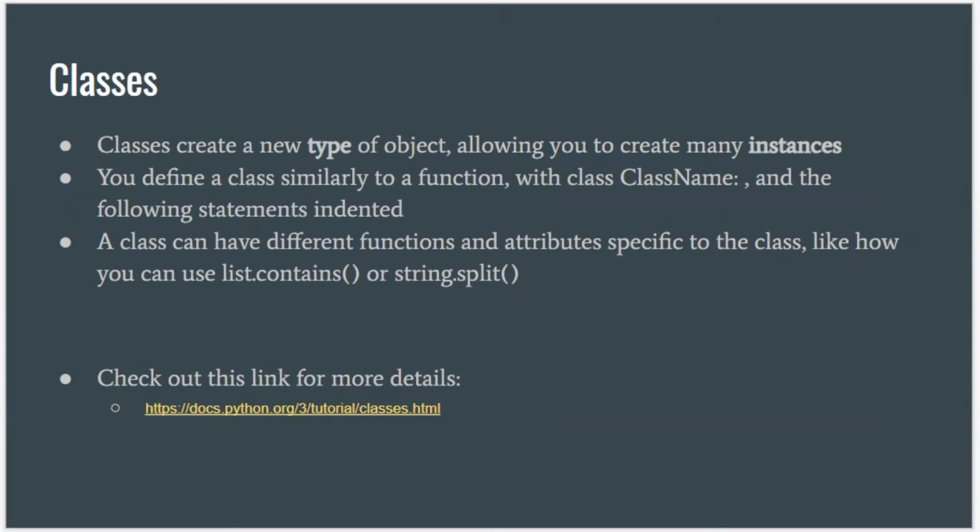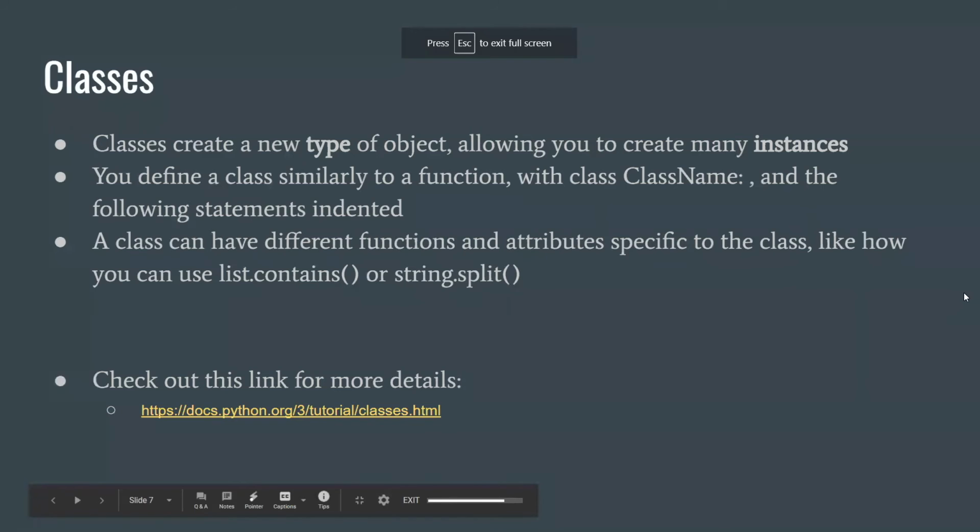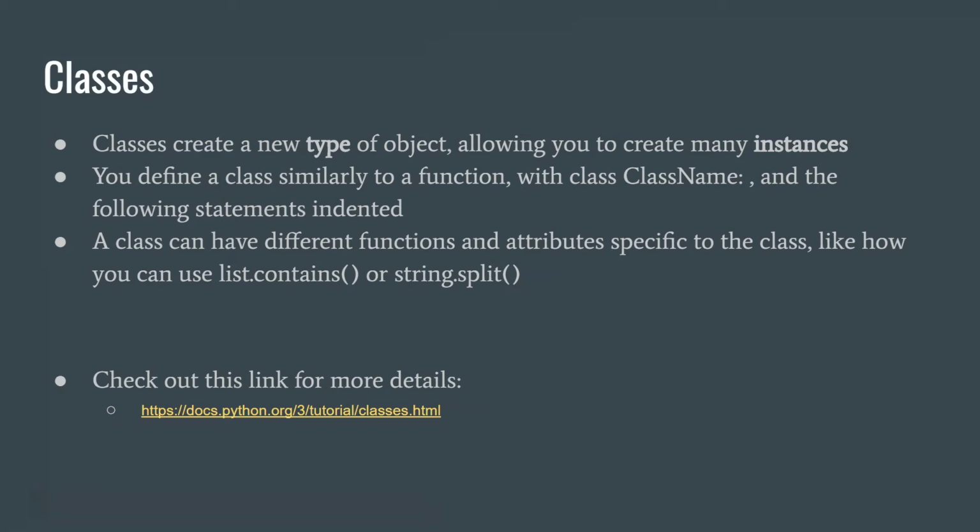Classes. With a class, you can create a new type of object, like how we were talking about strings and ints earlier. Once you've created your new type, you can create many different instances of that type. So you can have one variable that is that type, and a second variable that is also of the same type. You define it with class and then whatever your class name would be, and then a colon, just the same as for defining functions.